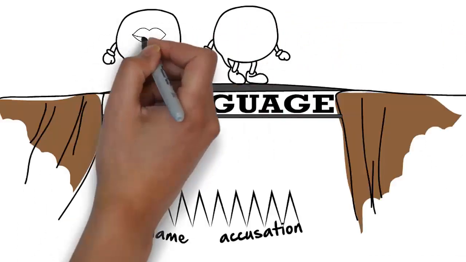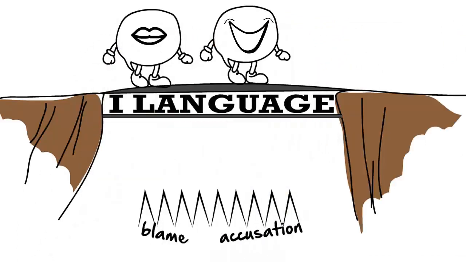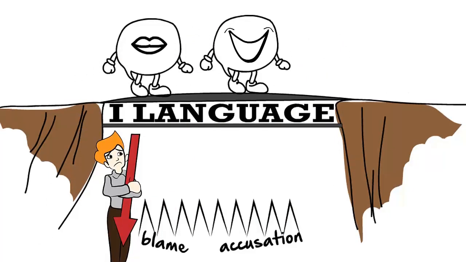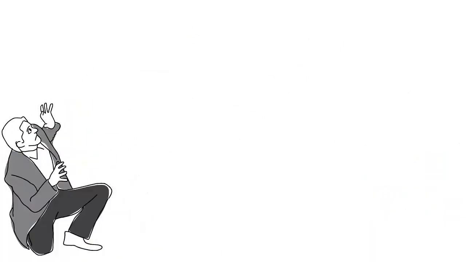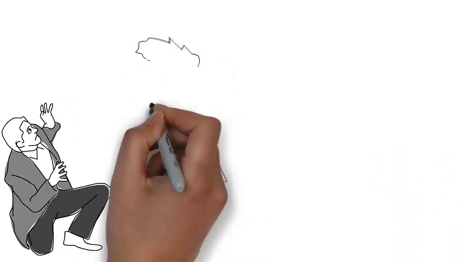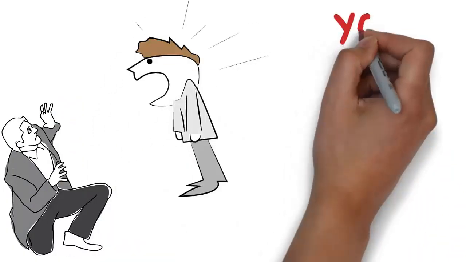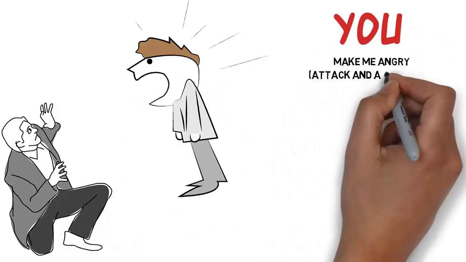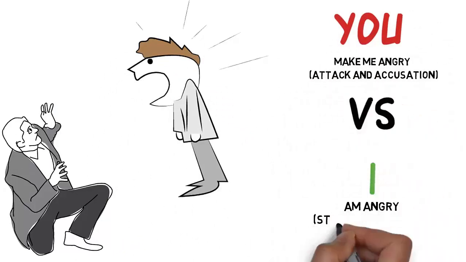Using iLanguage stops a conversation from falling into the trap of blame and accusation. Remember, we called this below-the-line behavior in the responsibility lesson. iLanguage also reduces the chance of others feeling personally attacked. You make me angry. This is an attack or an accusation, versus I am angry, statement of fact.